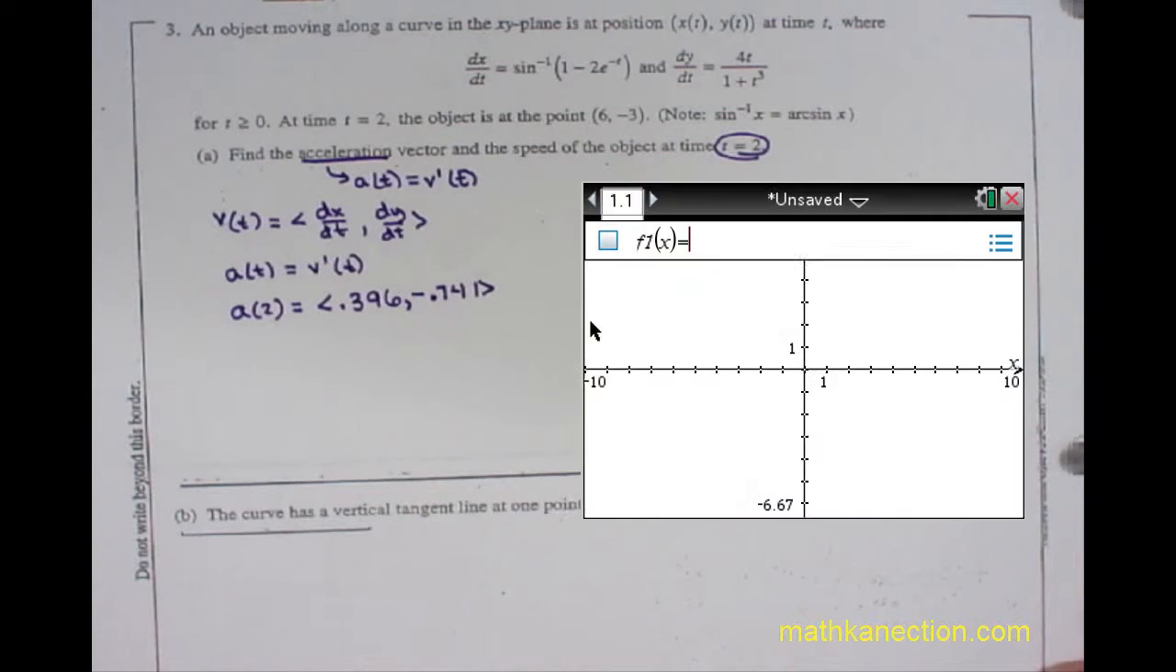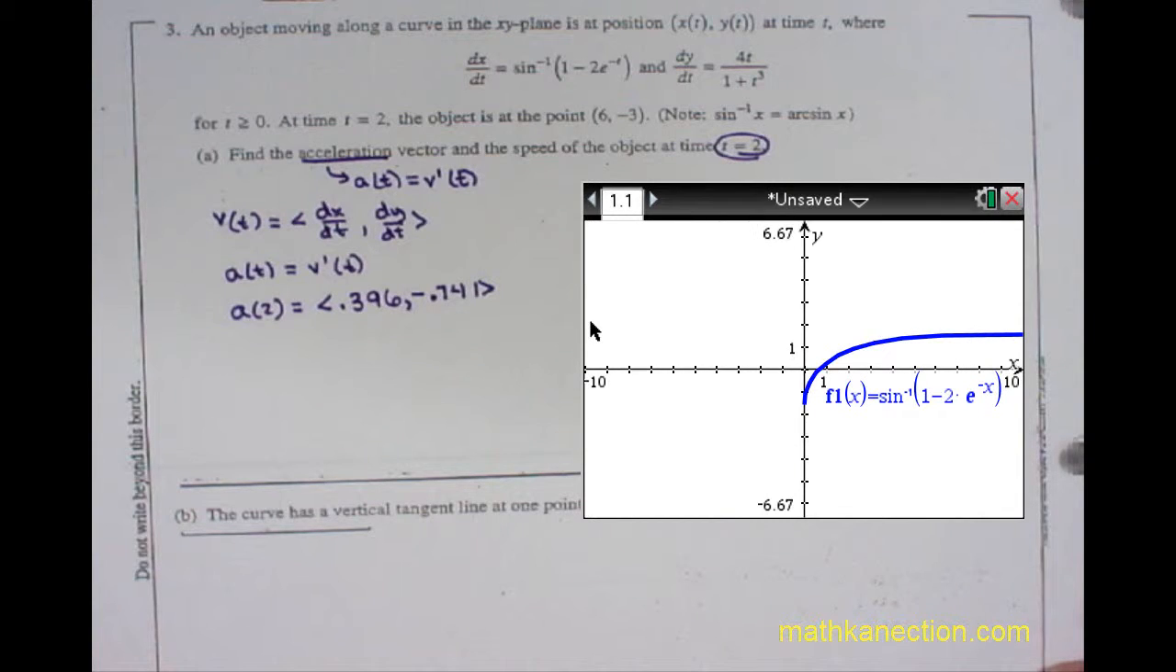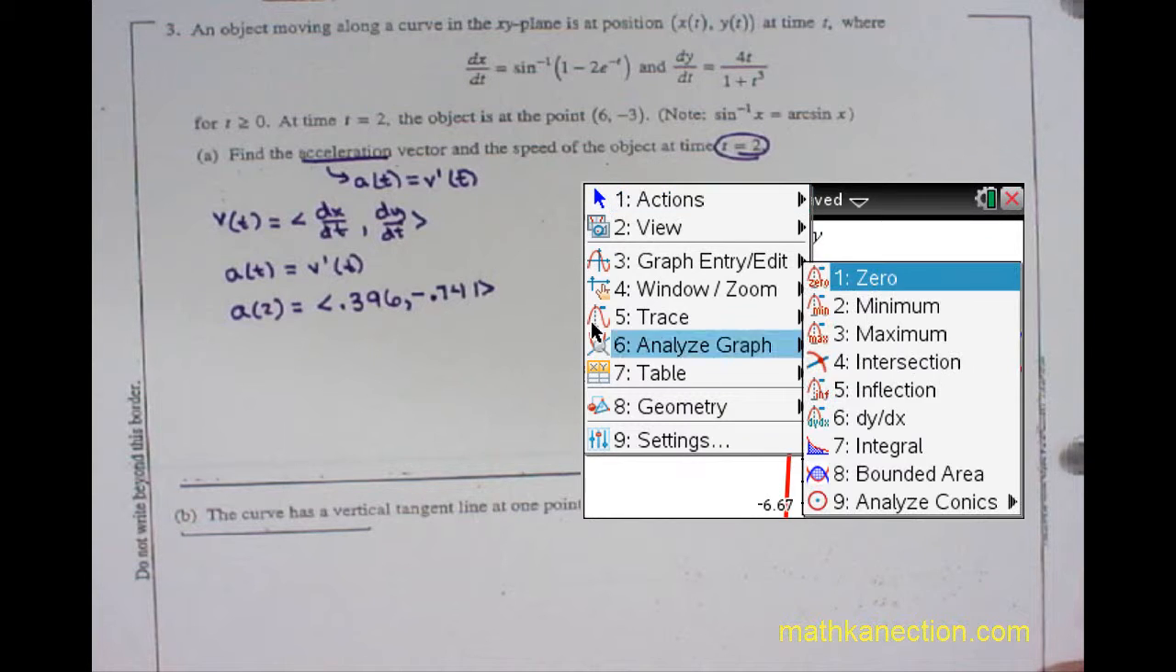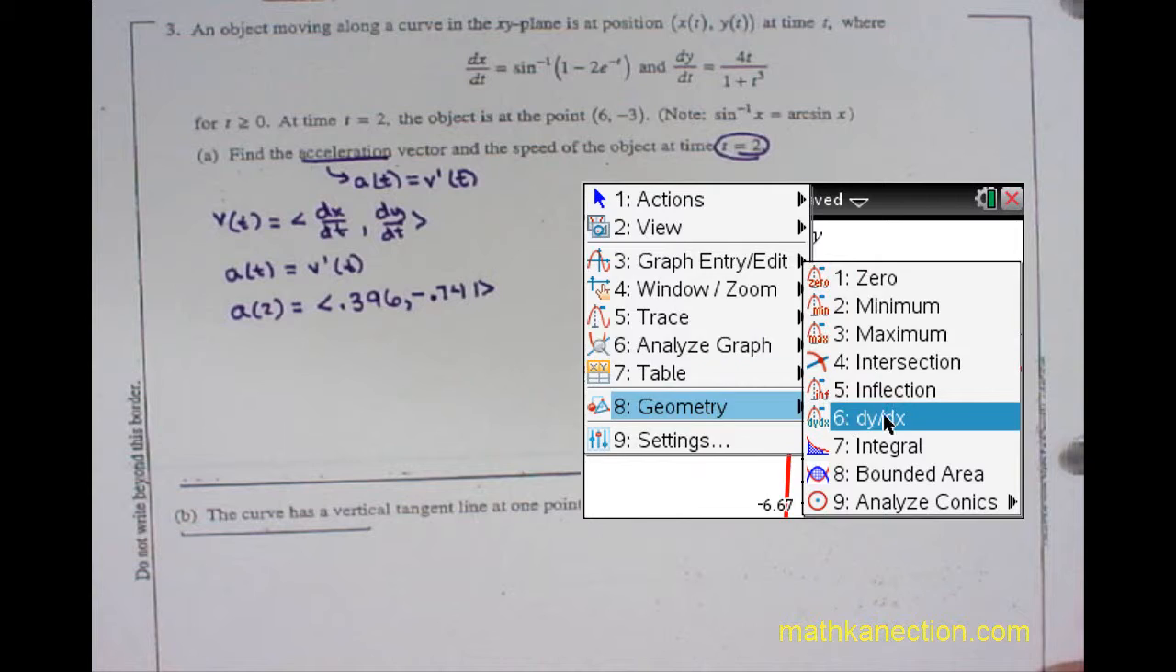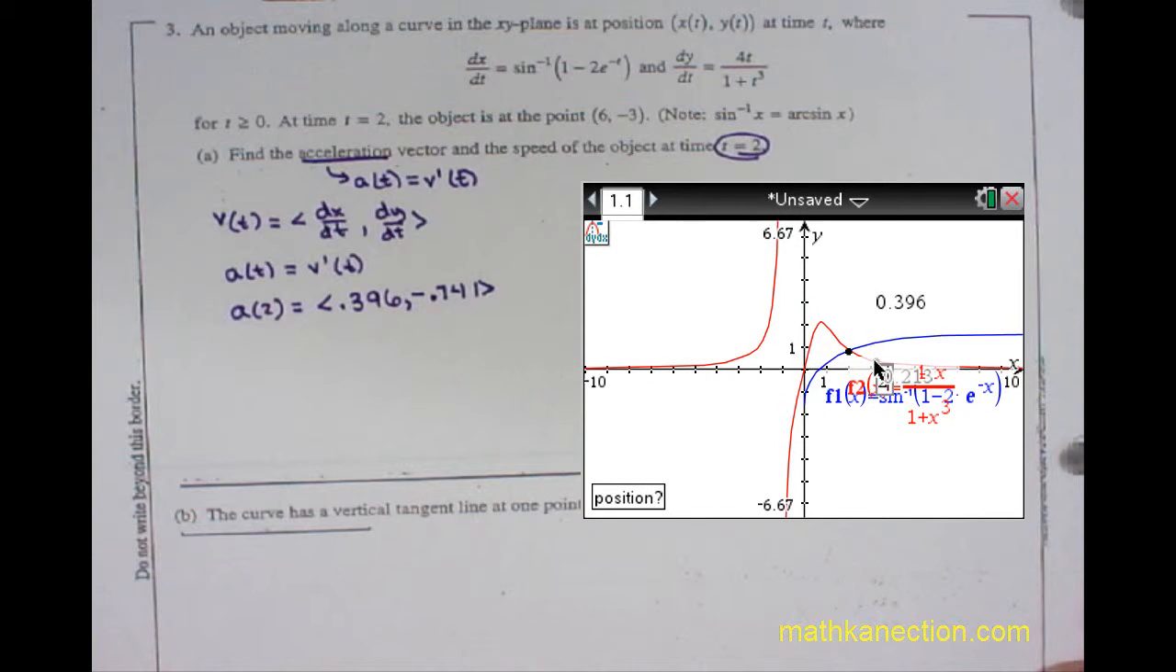On the calculator, storing the derivative of x with respect to time as f1 of x and the derivative of y with respect to time as f2 of x, those are the components for the velocity. To get acceleration, we have to analyze the graph and get the slope. So dy/dx for the x component is 0.396, and for the y component it is negative 0.741.